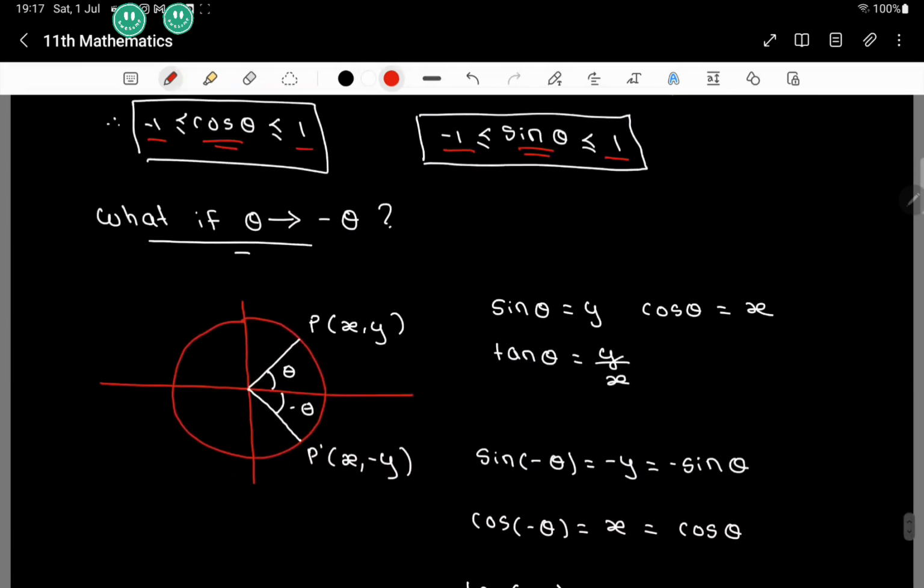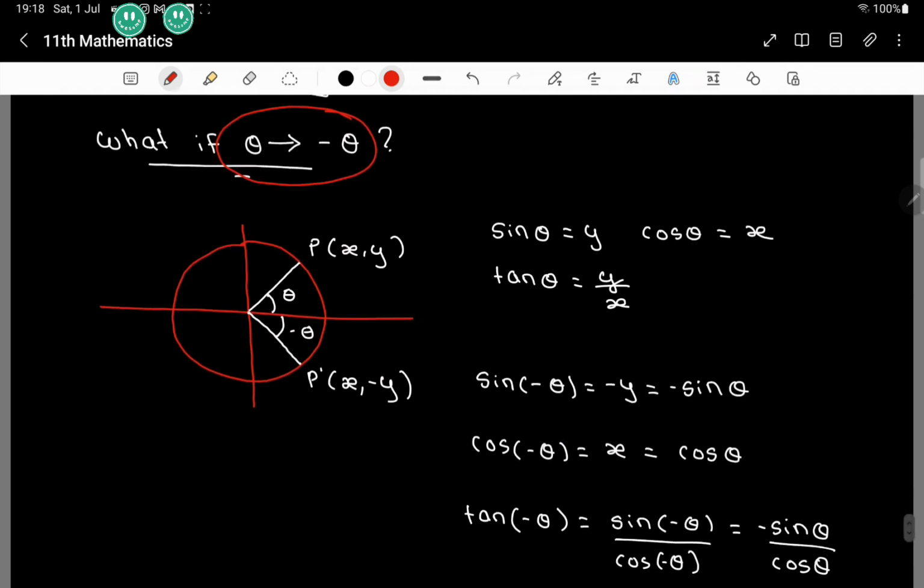Now, let us answer the question: what if theta is changed to minus theta? We know that we measure angles in the anticlockwise direction. So, positive theta means that the arm of the angle is rotated in the anticlockwise direction with respect to the horizontal x-axis. On the other hand, minus theta, or the negative angle, means that the arm of the angle is rotated in the clockwise direction with respect to the horizontal x-axis.